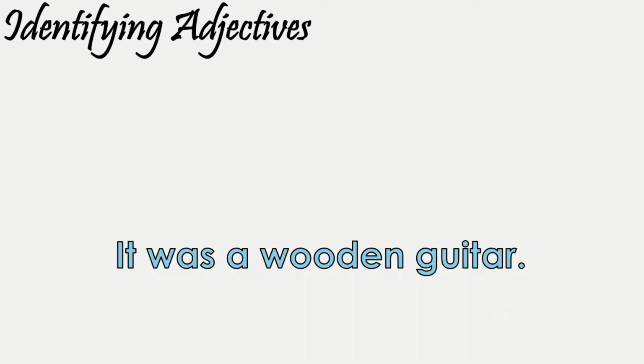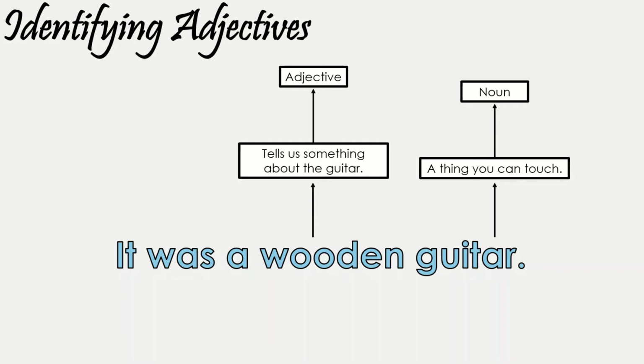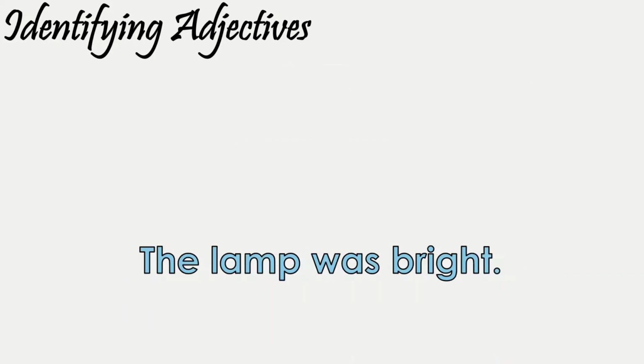So let's learn how to identify the adjective in a sentence. To find the adjective, you need to find the noun. In this example, the guitar is the noun. It's a thing that you can touch. It's a noun. Check out my video on nouns to learn how to identify the noun in a sentence. Then we look around the noun for words that add detail to it. This is the adjective. So here, the adjective is wooden.